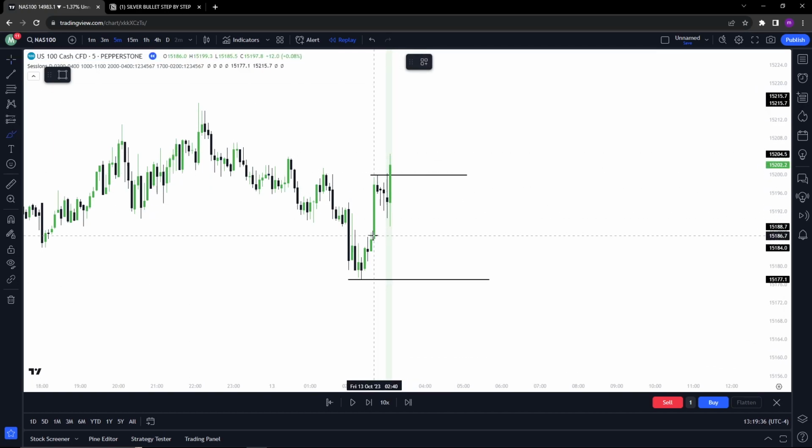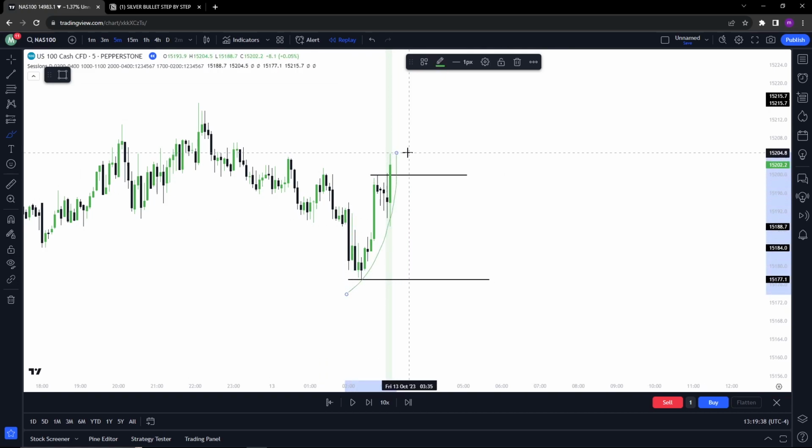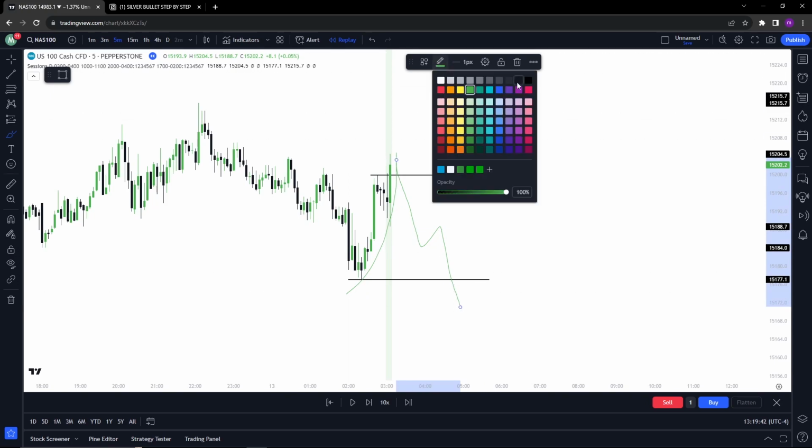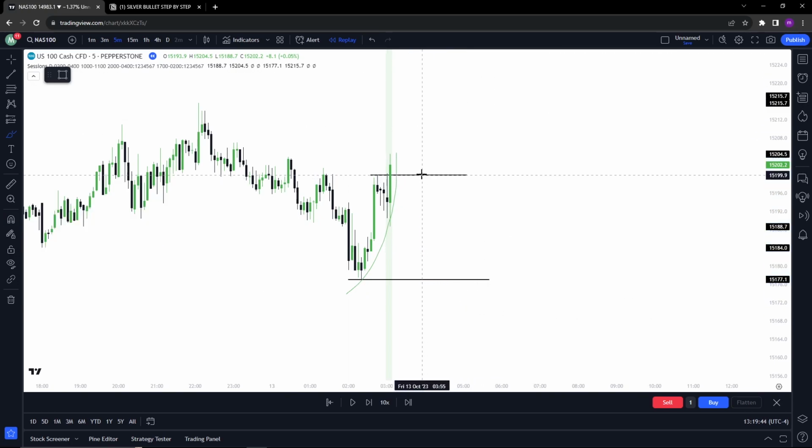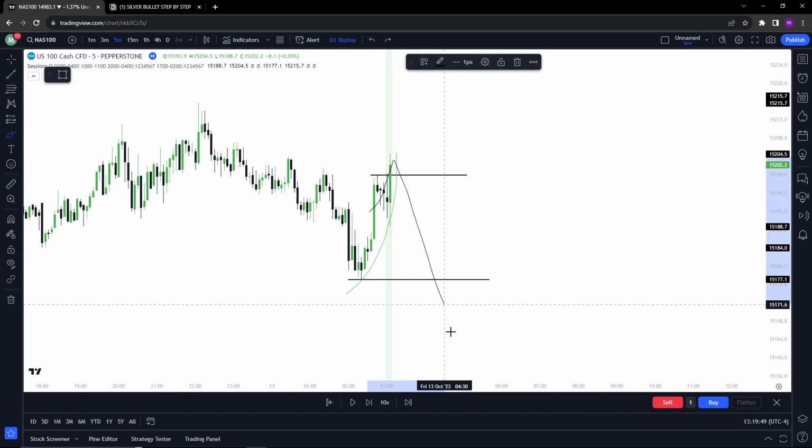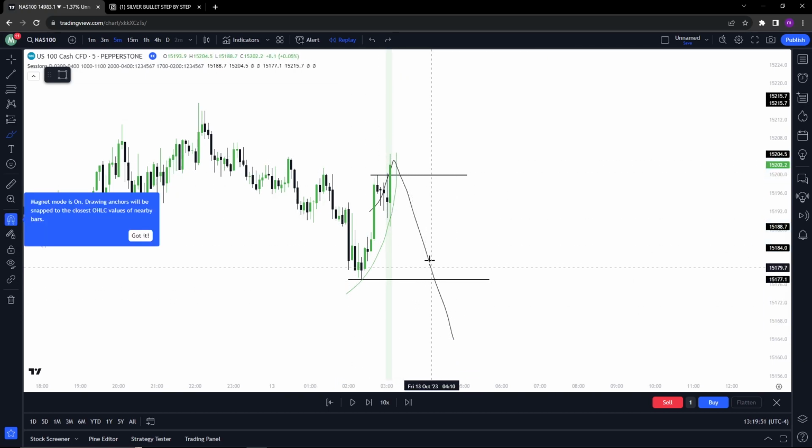Why? Because when market likes to take out one side of liquidity, market then goes for the other side of liquidity like so. I'll make this black so you guys can see it better. See, market wants to push down. Why? Because it took one side of liquidity and the market wants to take the other side, which would be this low hanging fruit of liquidity.